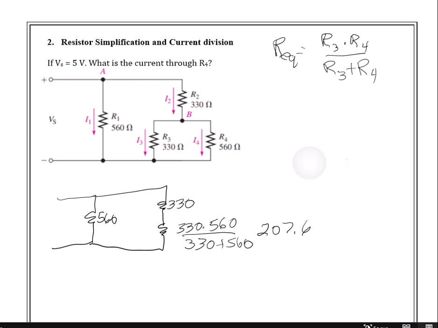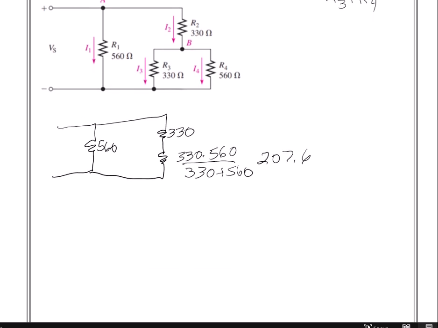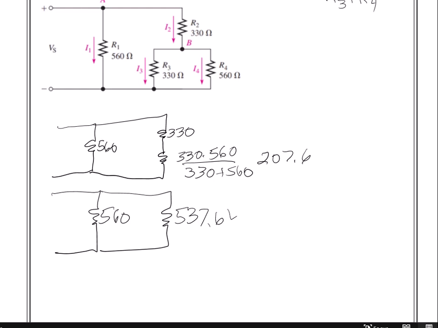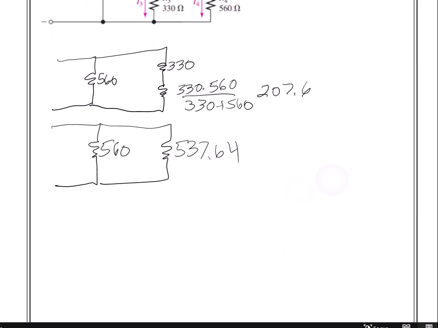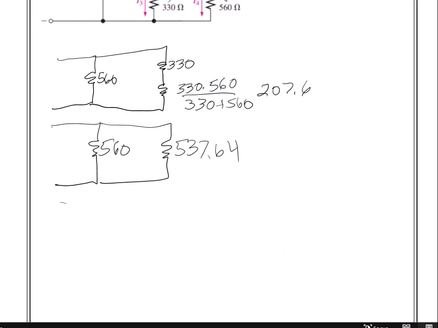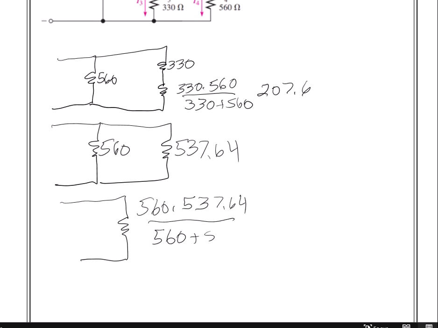Okay, and then these two resistors are now in series, so we can just add them together. So I've got 560 here, and then these two add together to be 537.64. And from there, can we put 560 and 537.64 in parallel again? We can. So the equivalent there is 560 times 537.64 over 560 plus 537.64, which is 274.3.